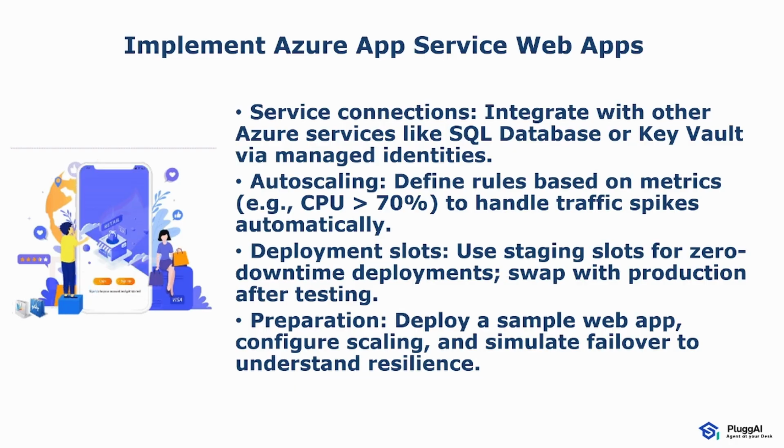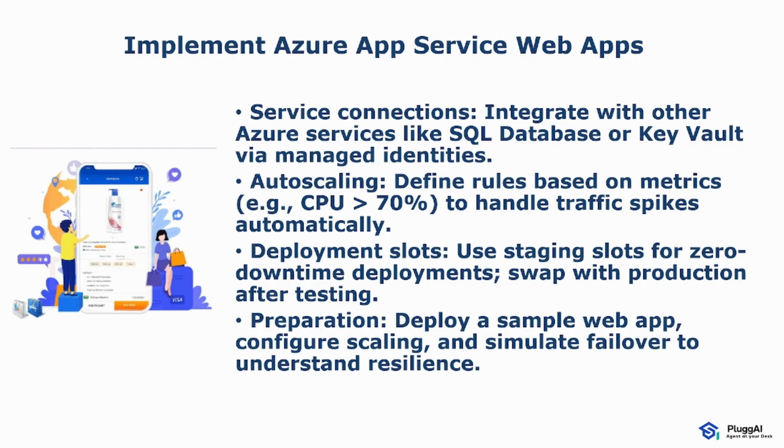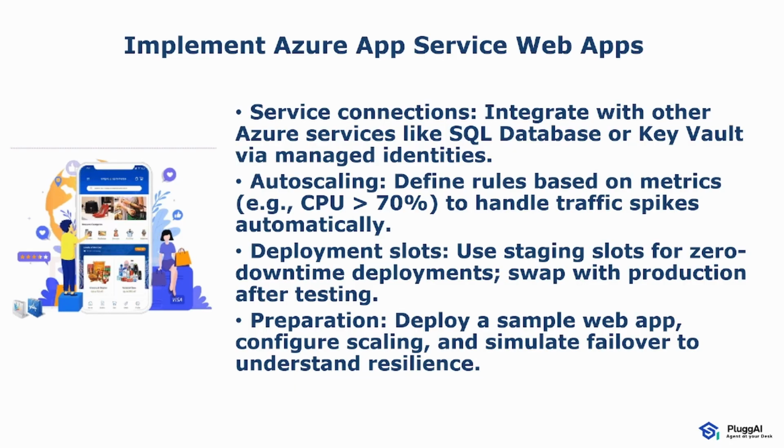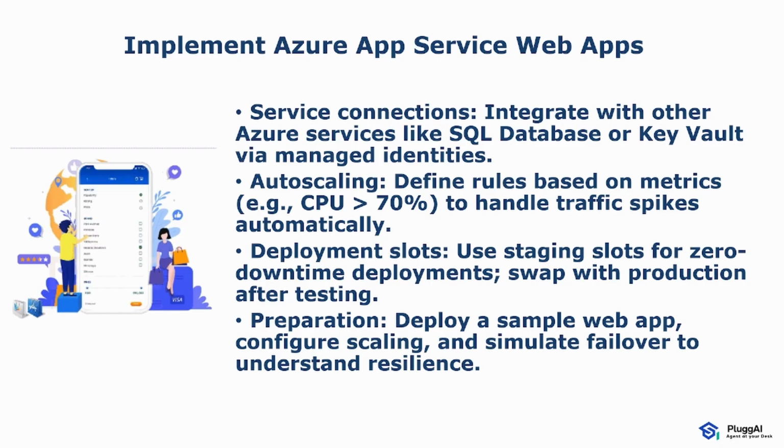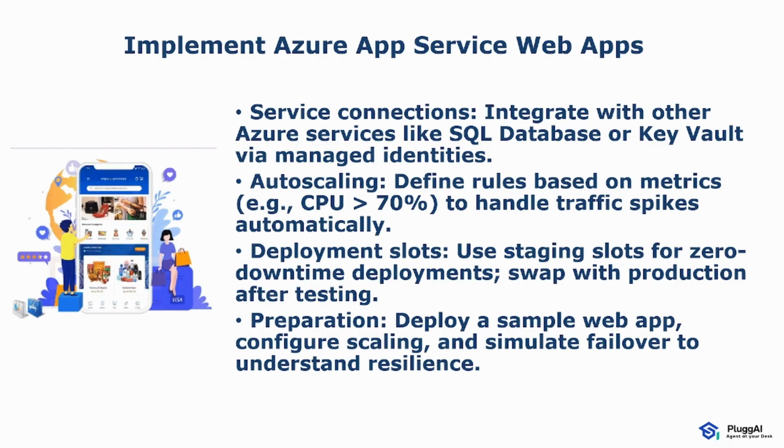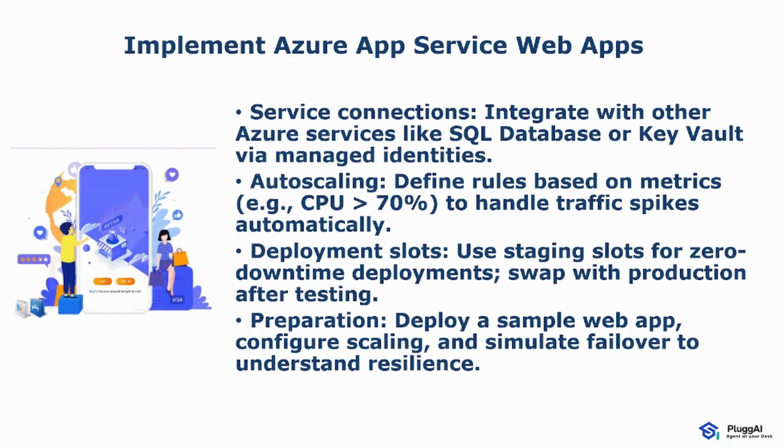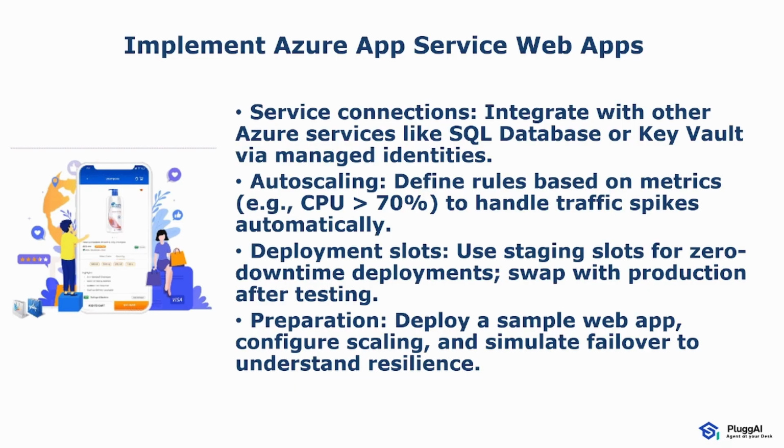And deployment slots. Oh man, this feature is a lifesaver and an exam favorite. You can create staging, dev, test slots. Deploy a new version to staging, warm it up, traffic goes there to initialize, run smoke tests, then swap with production. Zero downtime. You can even route a percentage of traffic to staging for A/B testing.